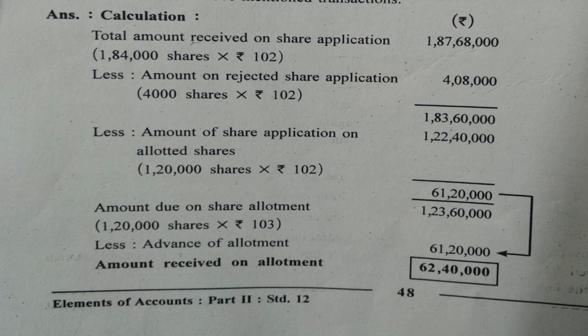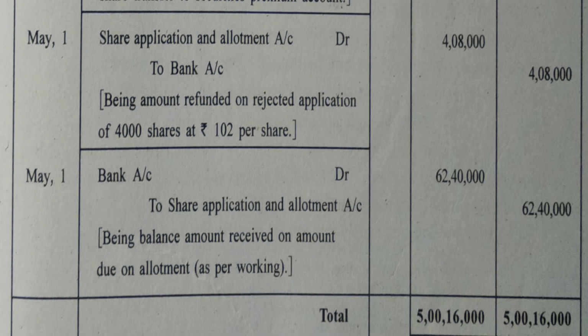61,20,000, yes, that we have understood. We have not rejected them. We have made a pro rata allotment. So 61,20,000 is deducted from 1,23,60,000. So remaining 62,40,000 is received. Alright. So 62,40,000 is received and is the amount of last journal entry.